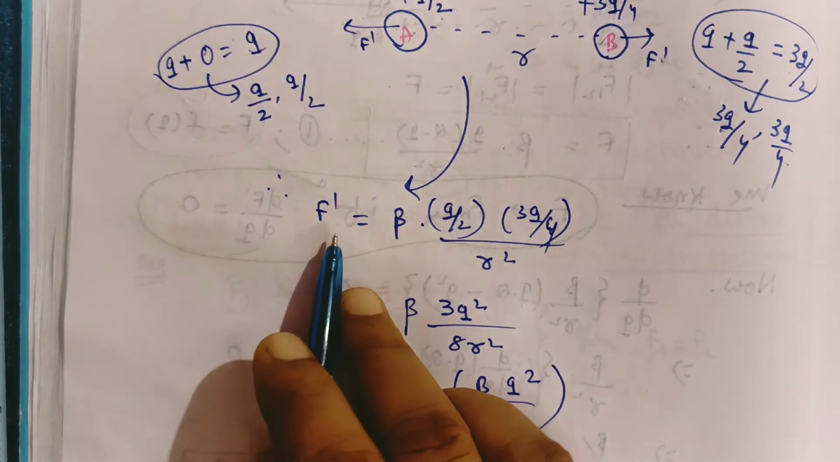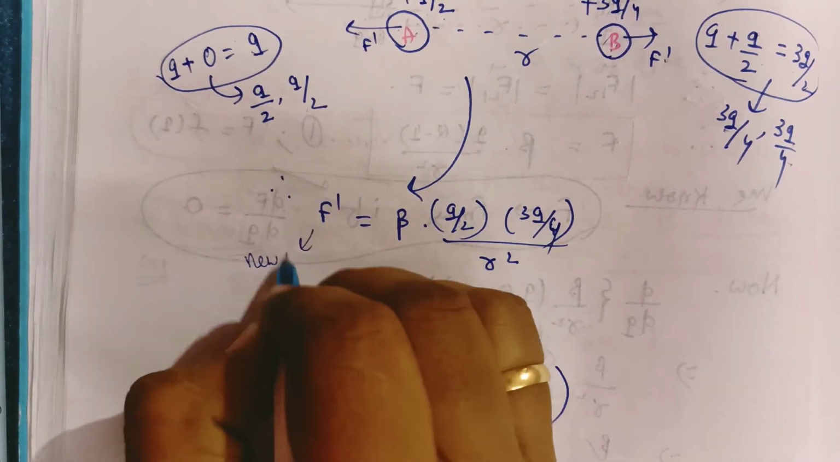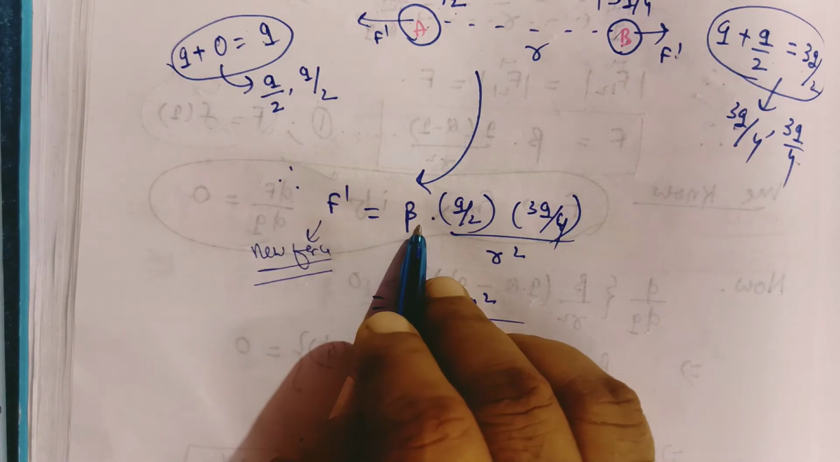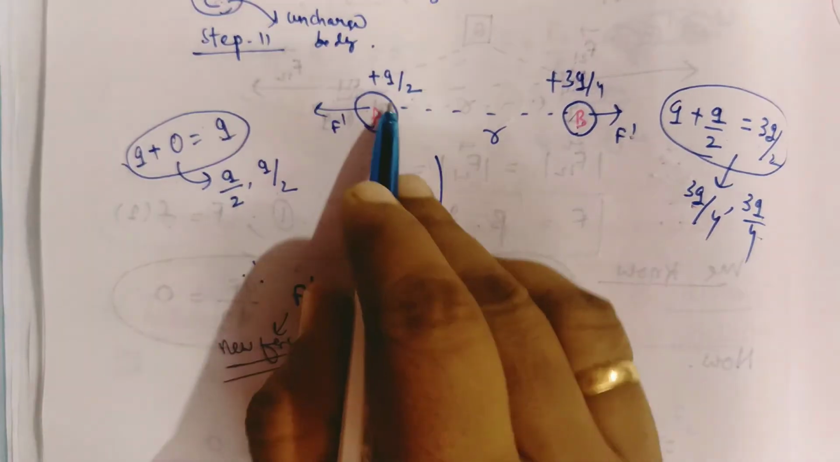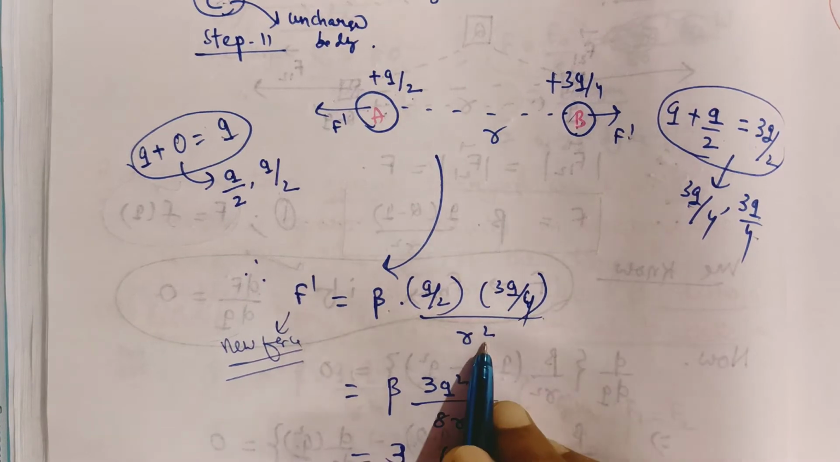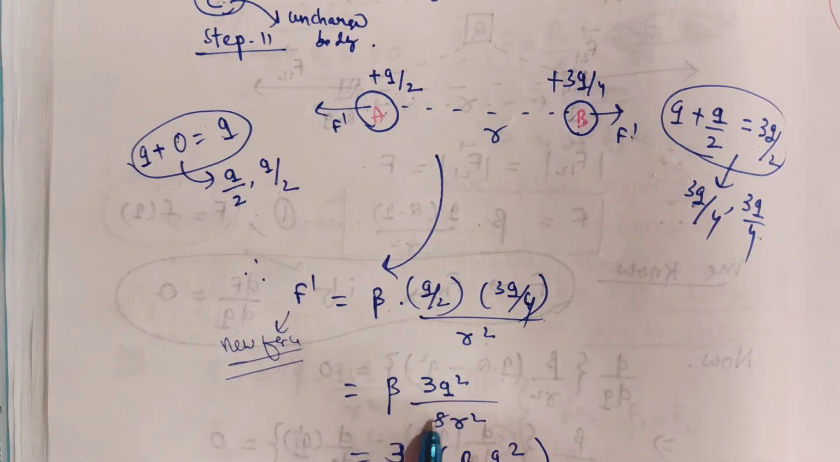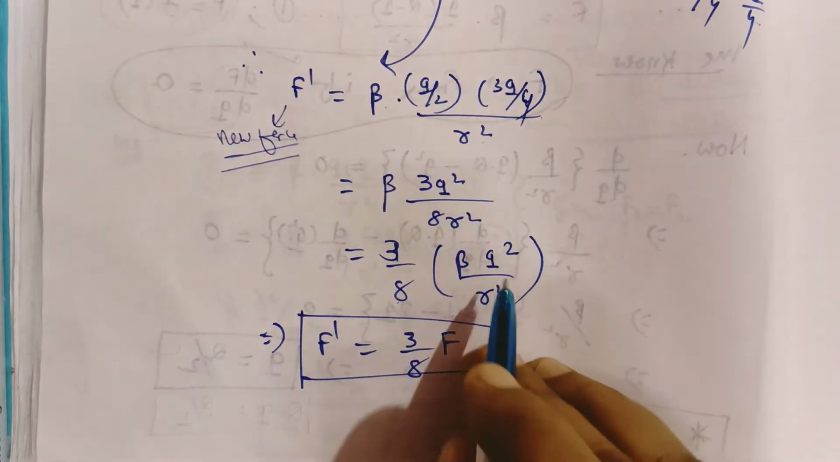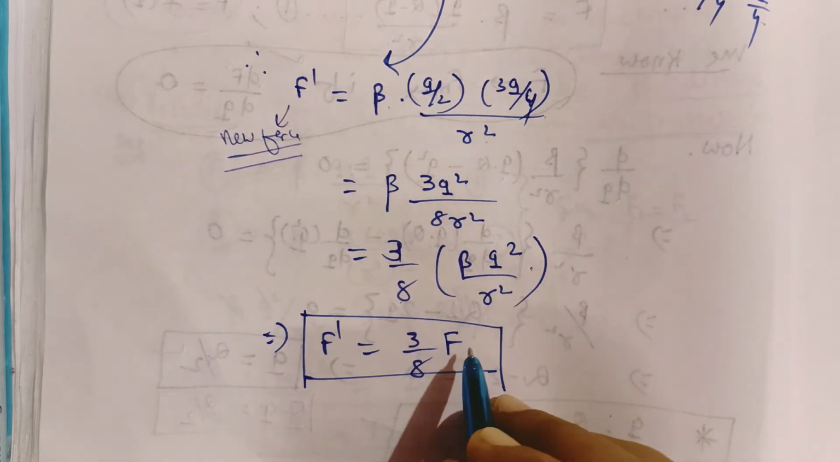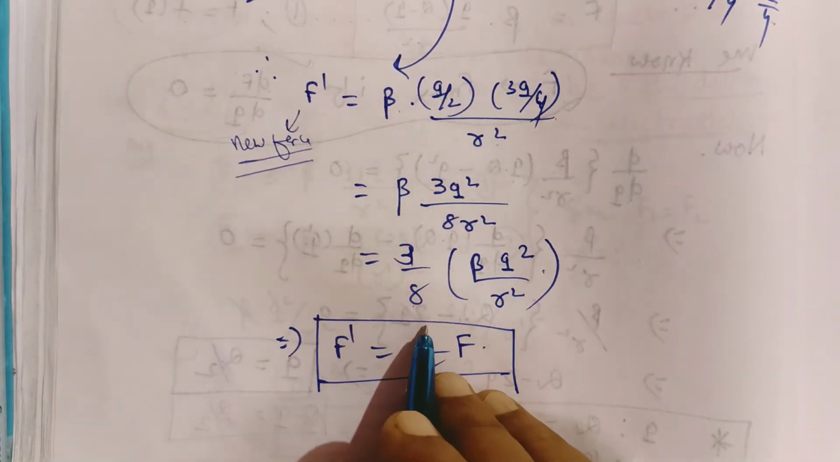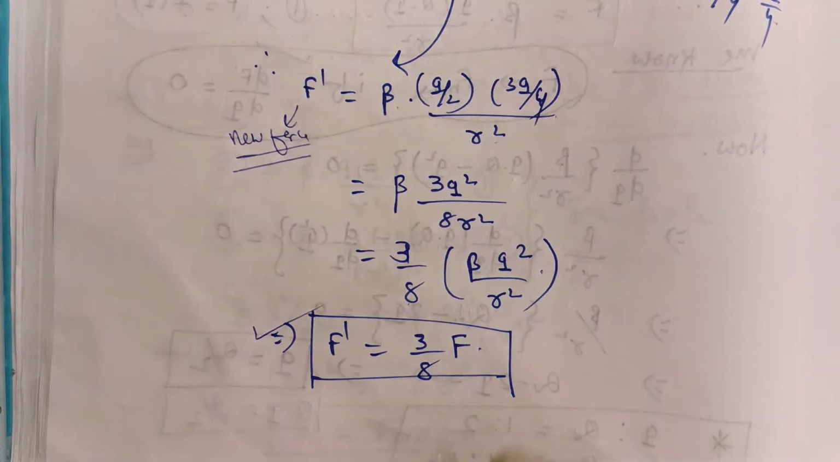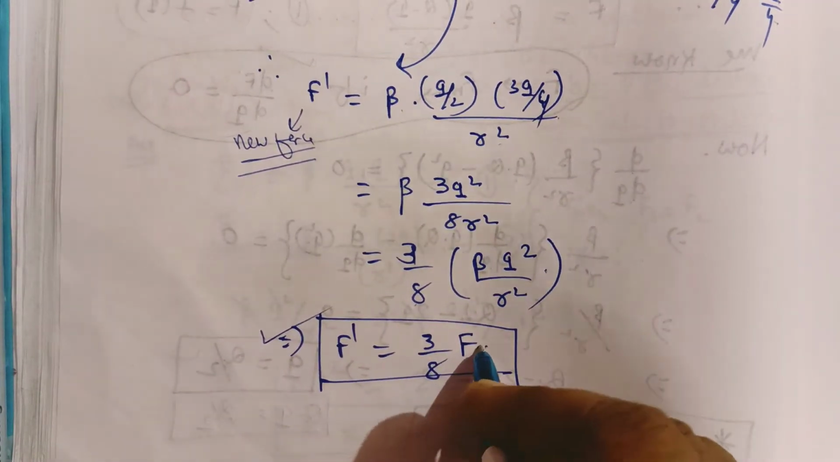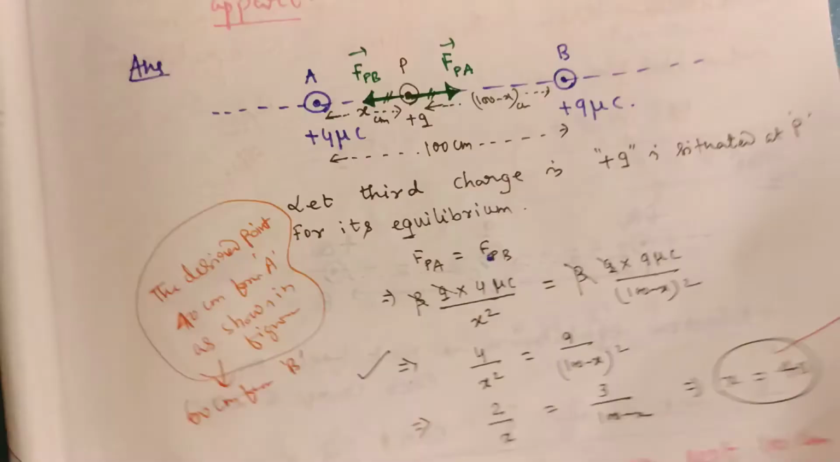How does it change? You see the formula. This one is your new force. k, first charge is Q by 2, second charge is 3Q by 4, by R square. Multiply. You will get a factor of 3 by 8 kept outside, and inside k Q square by R square, that is previously calculated, that is old force F. So the question asked, what happens to the new force? So new force becomes 3 by 8 of F. Okay.